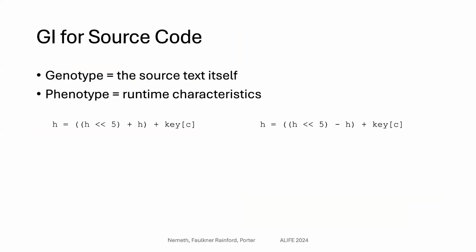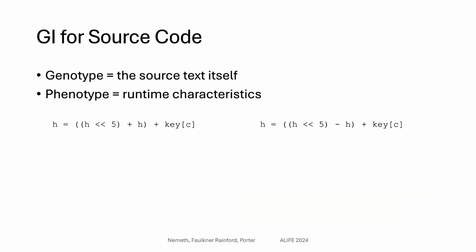Now, why is GI for source code intrinsically different from any other type of genetic programming? So the genotype in this case is the source code itself, and phenotype is anything that is manifested or observed at runtime. It could be speed, it could be the meaning of the program, memory consumption, energy consumption, anything. So let's have an example here. We have two pieces of code. They differ only in one character, which means their genotypes are very close to each other.